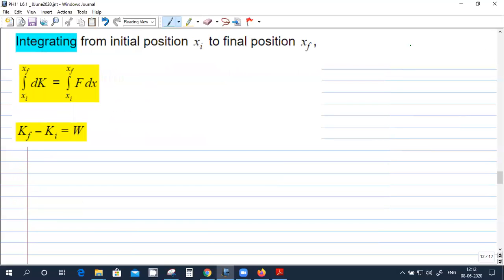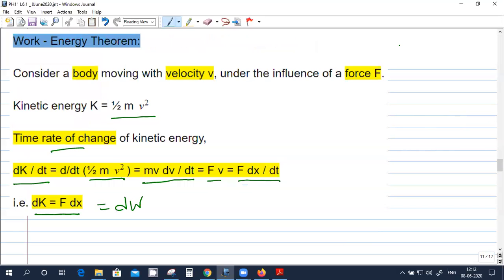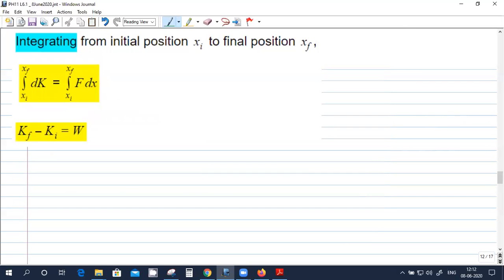Okay, so this is the work done in moving the body through a small displacement dx. Now if we integrate this from the initial position to the final position, you get the total work done. That has gone into increasing the kinetic energy from the initial value to the final value. There is no other form of energy. There is a body to which we apply a force, and that force does work, and that work has gone into increasing the kinetic energy.